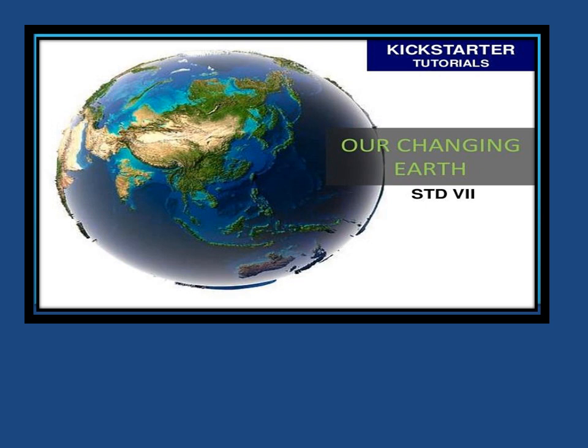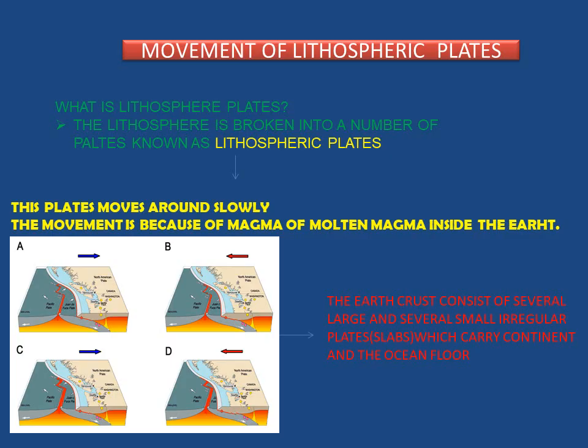Welcome back to the class with our geography chapter number 3, our changing earth: movement of lithospheric plates. What are lithospheric plates? The lithosphere is broken into a number of plates known as lithospheric plates. These plates move around very slowly, just a few millimeters each year. This is because of the movement of the molten magma inside the earth. The molten magma inside the earth moves in a circular manner as shown in the figure. The movement of these plates causes changes on the surface of the earth.